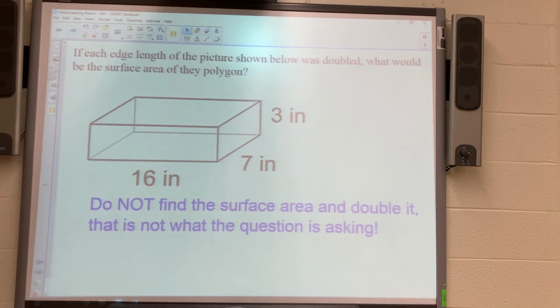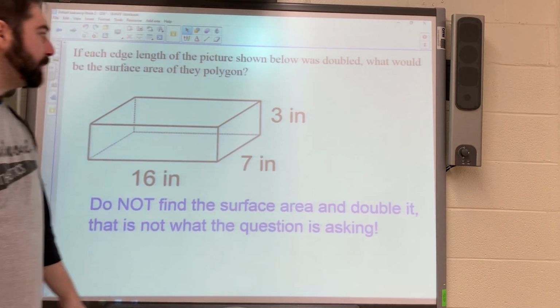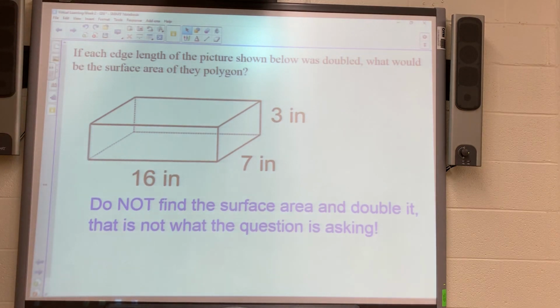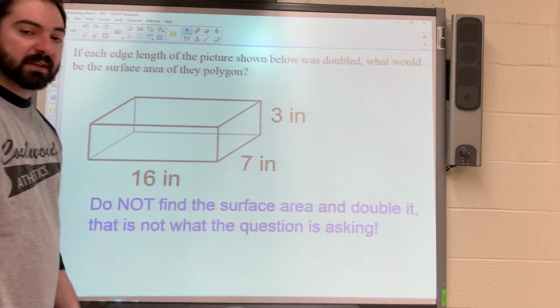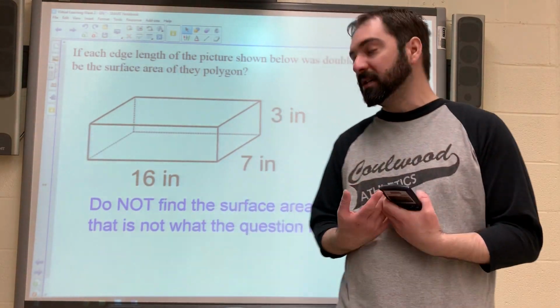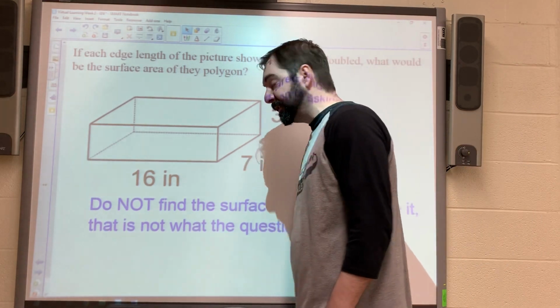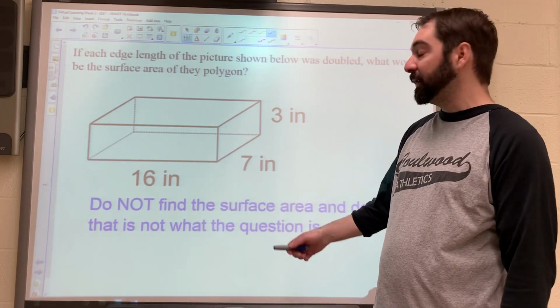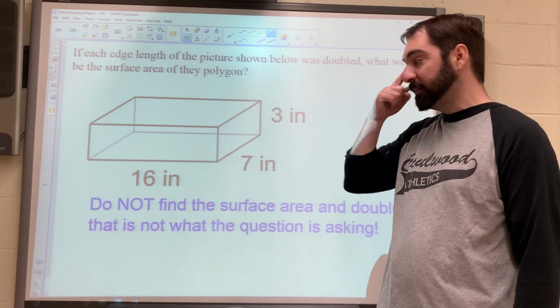Okay, one more, let's try. If each ledge length, so each part of this, is doubled, what would the surface area of the polygon be? Okay, we can't just find the surface area of the original figure and double it. That wouldn't work. So the first thing I need to do is figure out what the dimensions are if they're doubled. Well, doubled means times 2.